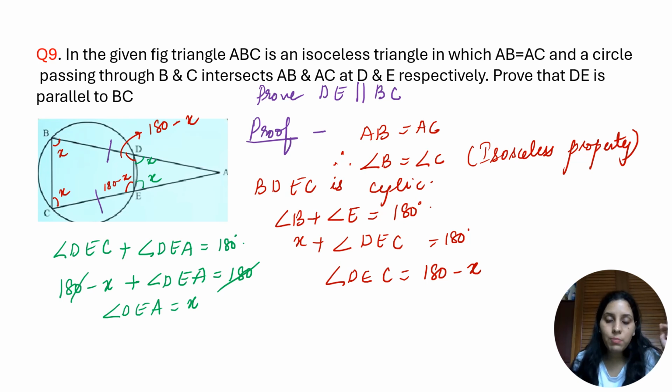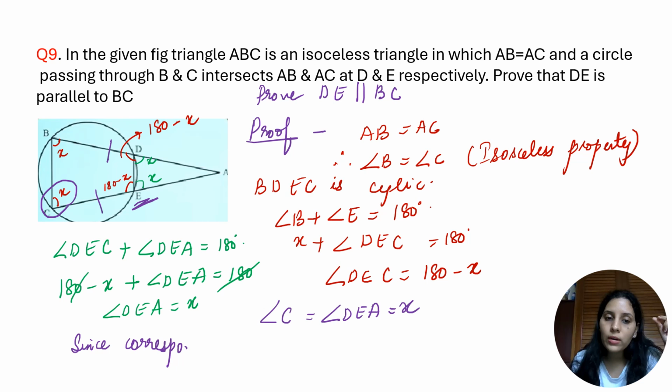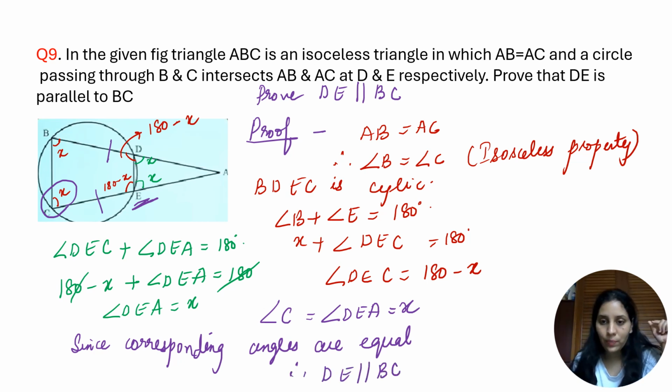Now here comes the important point. I see that angle C and angle DEA both are equal to X, right? This angle and this angle both are equal to X. And what are these angles? These are corresponding angles. So since corresponding angles are equal, therefore the lines will be parallel to each other. Every time what do we do? Since the lines are parallel, corresponding angles are equal. But here it is vice versa.